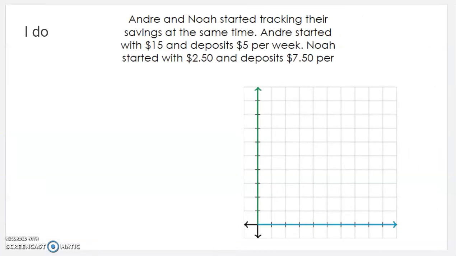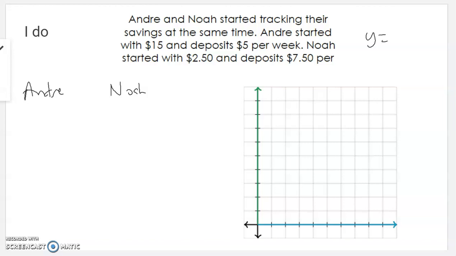So we're going to move on today to situations in context where a real thing is going on, so to speak. So rather than just a y equals equation, we're going to look at situations that are real like this. Andre and Noah started tracking their savings at the same time. Andre started with $15 and deposits $5 per week.